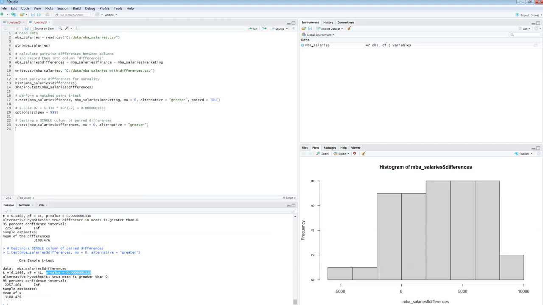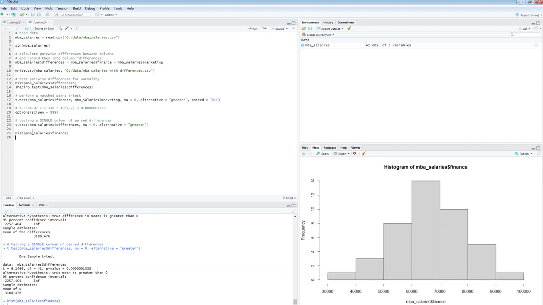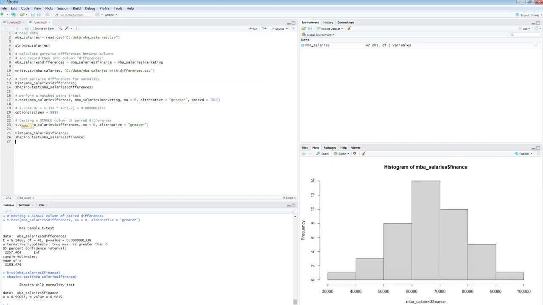By the way, just out of curiosity, let's take a look. It doesn't really matter, but let's take a look at each column individually. So hist, I'm going to plot MBA salaries finance. Yeah, it looks pretty good by itself, not terribly abnormal. And let's ask Mr. Shapiro what he thinks. All right, MBA salaries finance. I'm looking for a high p-value. For the data to be normal, the p-value must be high, and it is high. So the distribution of salaries in finance concentration is normal.